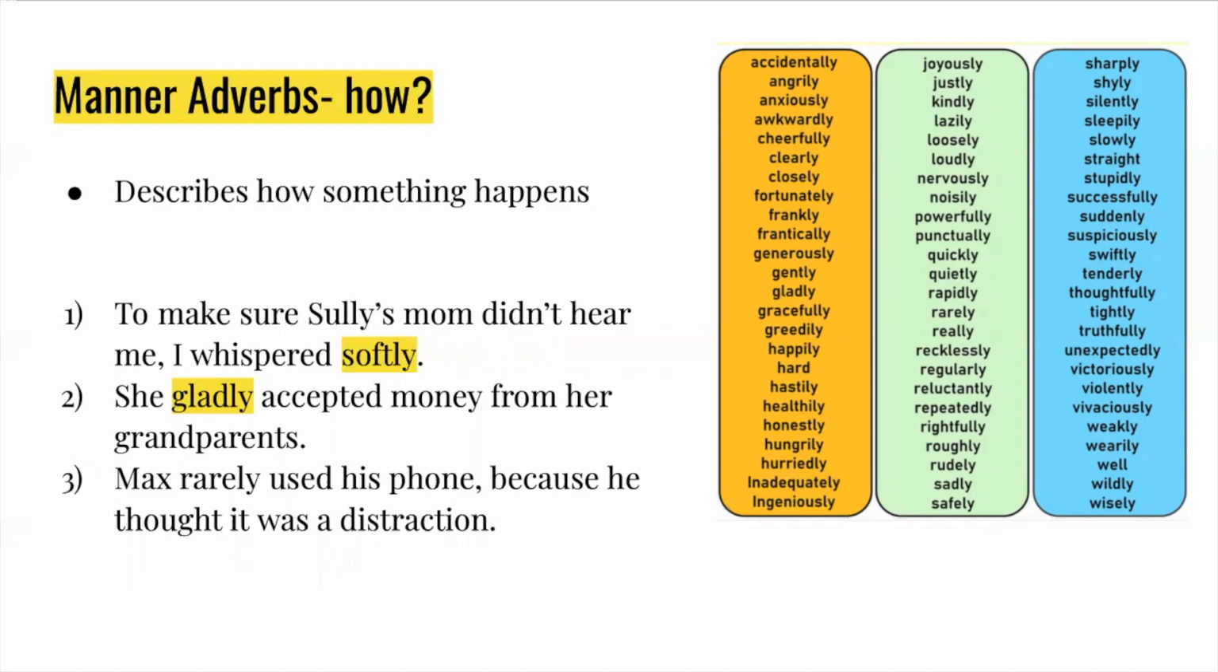So the first example of this is: to make sure Sully's mom didn't hear me, I whispered softly. So here I'm whispering softly because I wanted to make sure Sully's mom didn't hear me. The next sentence: she gladly accepted money from her grandparents. How did she accept the money? Gladly. And then the last example would be: Max rarely used his phone because he thought it was a distraction. So here, rarely would be how often he used his phone.